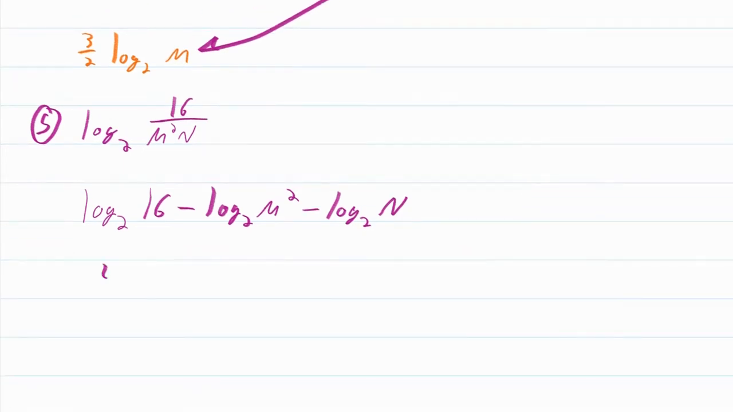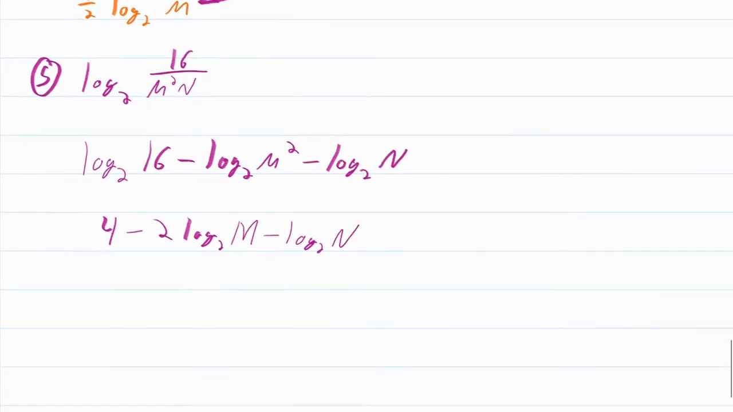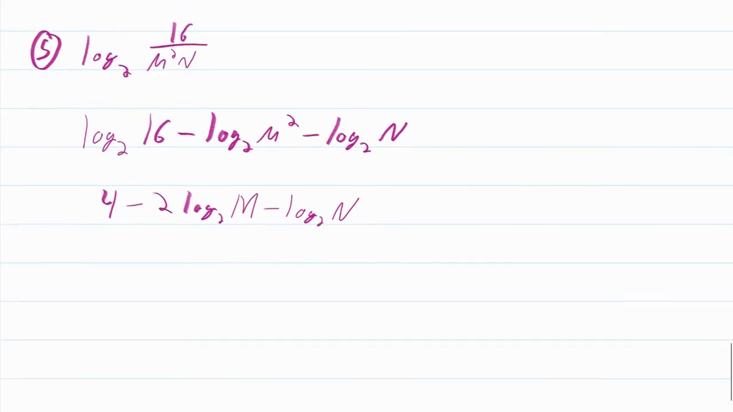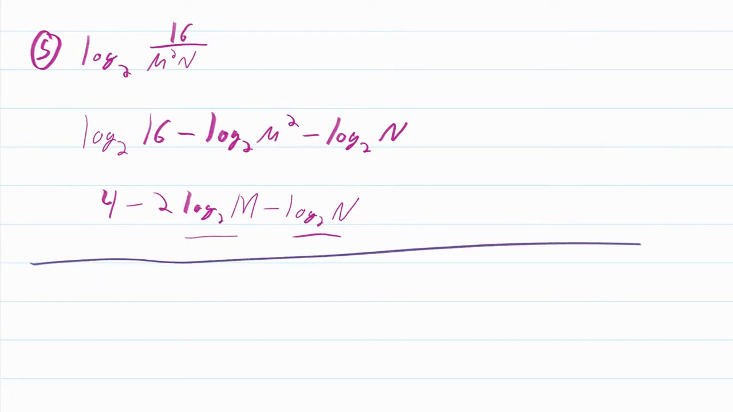Now, log base 2 of 16 is 4. And I can do 4 minus 2 times the log base 2 of m, and minus the log base 2 of n. And that's as simple as that goes, but that's an expression that works. You have them down to the most simple possible log expressions, log base 2 of m and log base 2 of n.